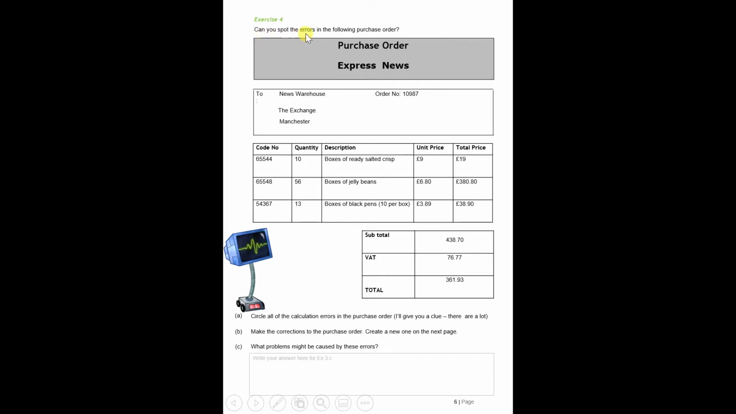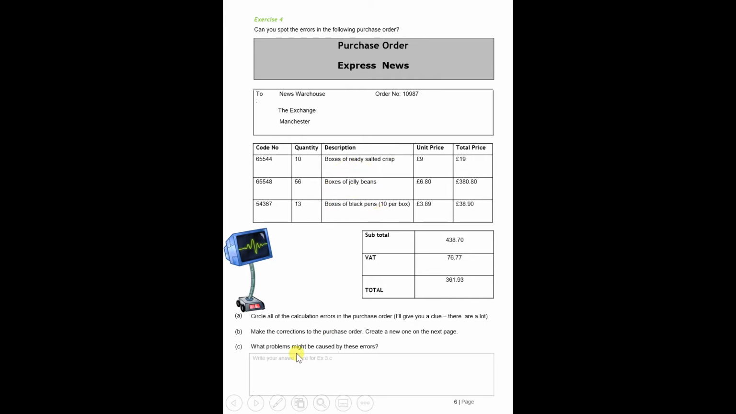Exercise 4. We're sticking with purchase orders. Yes, here it is again, but this time we're going to do things slightly differently. There's mistakes, there's errors on this one. You need to circle all the calculation errors, and here's a clue. There's a lot of them, and on the next page I'd like you to write out a correct one. The layout's already given for you, so you just need to follow the same descriptions on this page.